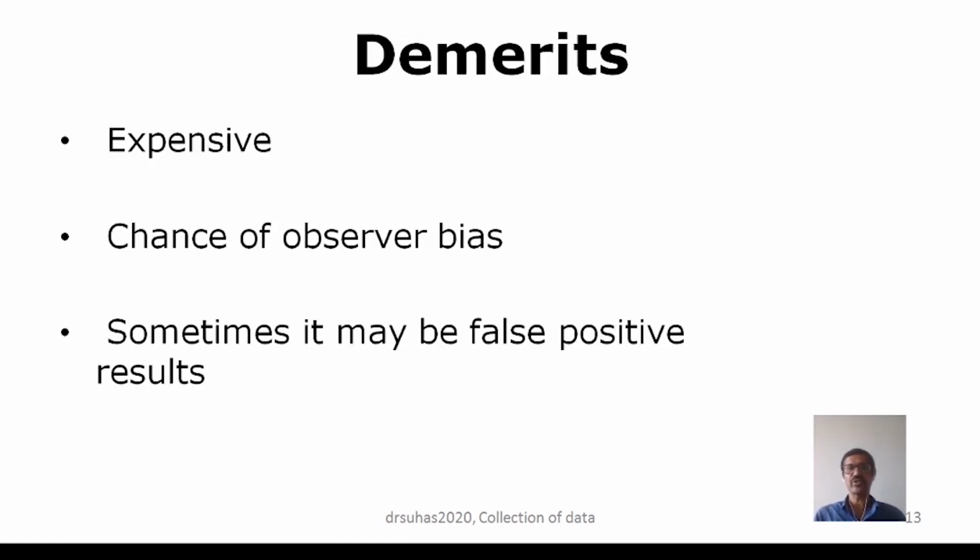But it has its own demerits, like some of the investigations could be quite expensive and not available at all places. The chance of instrument as well as observer bias could be there, and sometimes false positive or false negative results could be there with this method. Okay, so these are some of the merits and demerits of the experimental method.